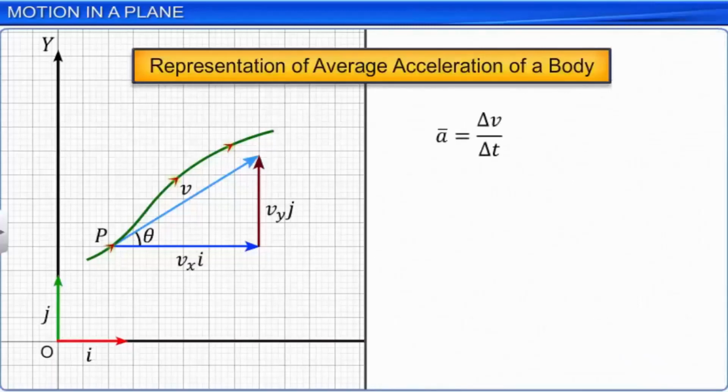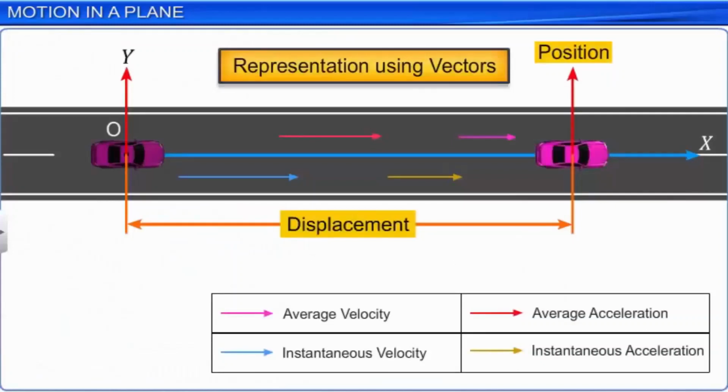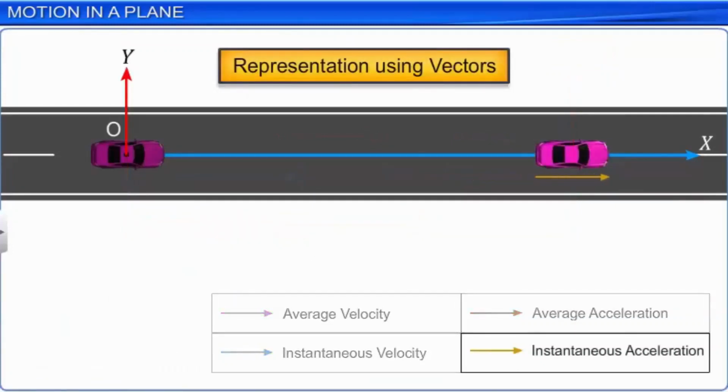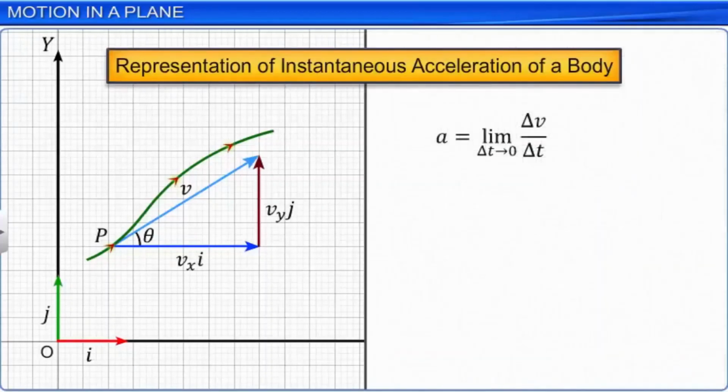Finally, let's discuss the representation of instantaneous acceleration of a body using vectors. Consider the body moving in the xy plane. The instantaneous acceleration, or acceleration, is the limiting value of the average acceleration as delta t approaches 0. On simplification and substitution, we get a is equal to ax i plus ay j. We can understand this limiting process by using graphs showing the motion of the body.